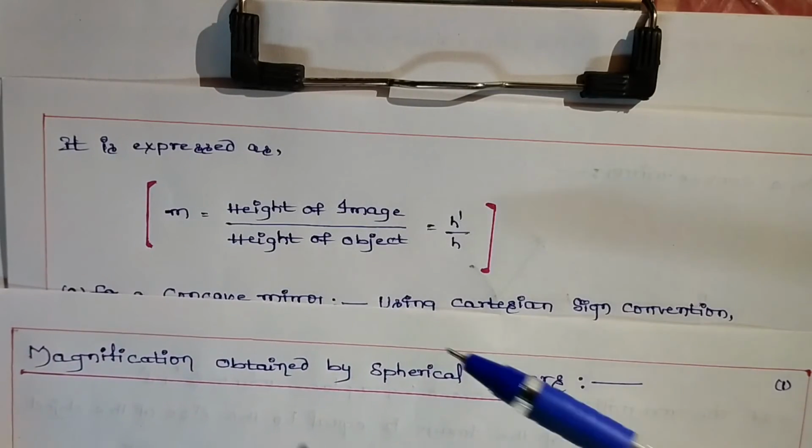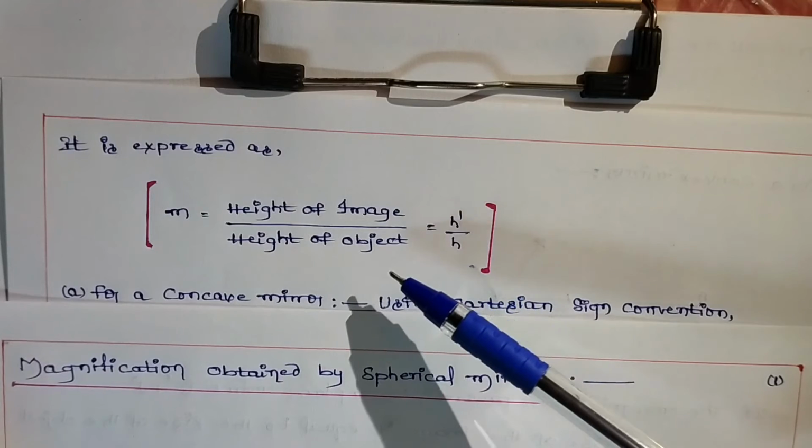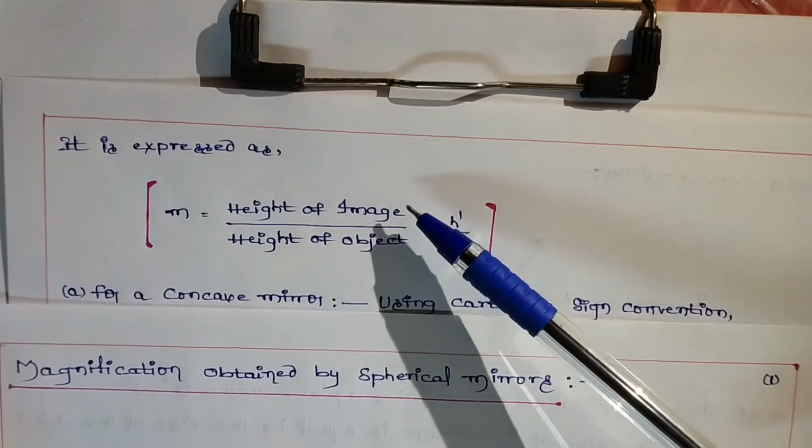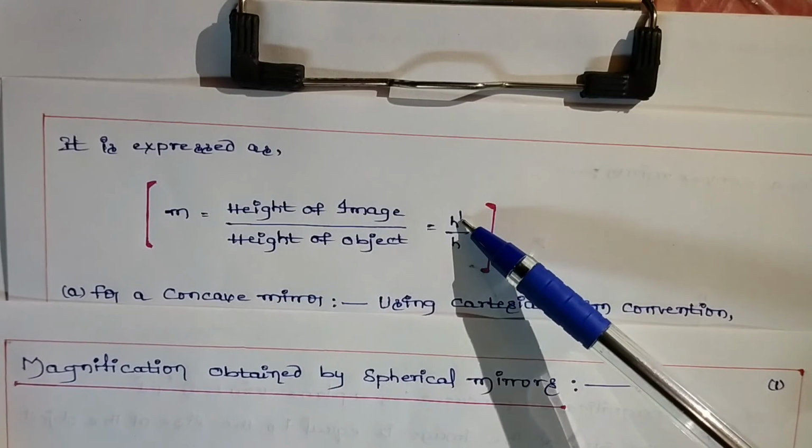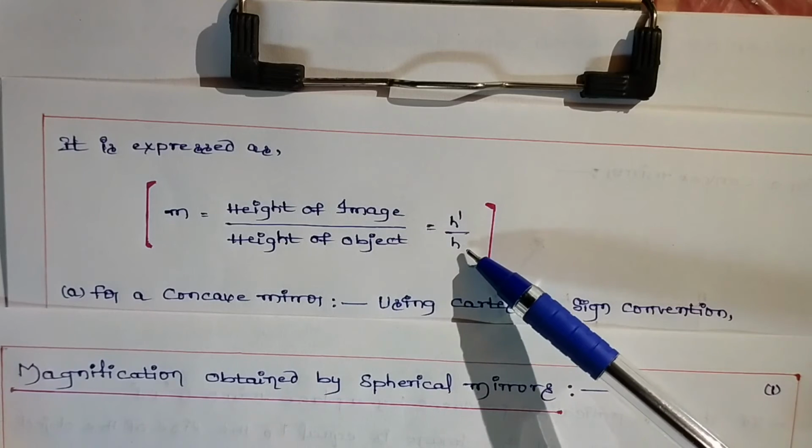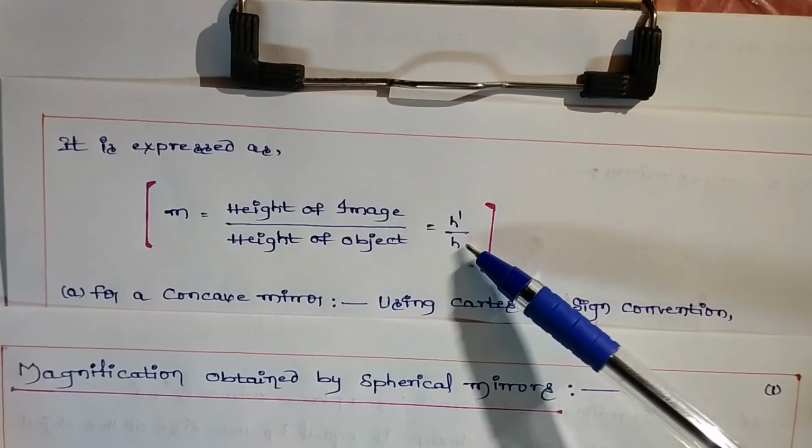And it is expressed as m is equal to height of the image by height of the object. Height of the image can be written as h dash, and height of the object can be written as h.